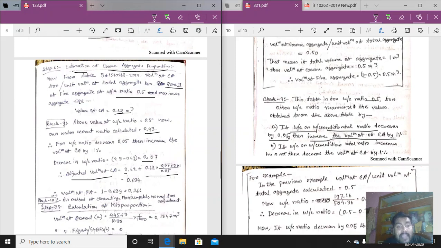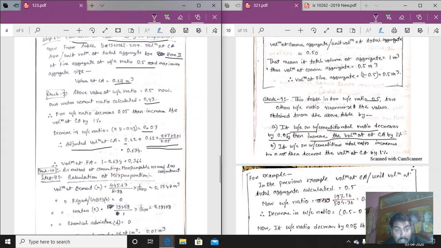By interpolation, if we apply it here, we can get this value. So the adjusted volume of the coarse aggregate is equal to 0.634. Adjusted volume of the coarse aggregate, 0.634.